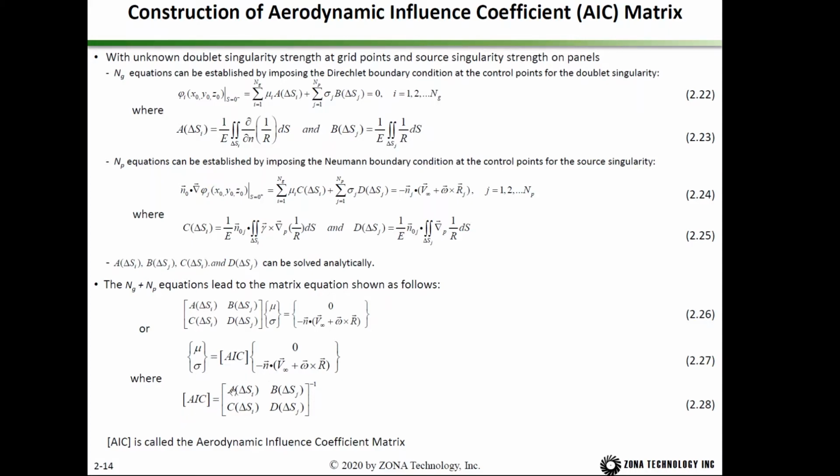So if you look at this AIC matrix, because the integral is evaluated on the S naught, which is the panel model, as long as the panel model is not changed, you can reuse the AIC matrix to obtain the flow solution for other flow conditions. For example, you have a different angle of attack, different control surface deflection. You don't have to recompute the AIC. You can reuse the AIC.